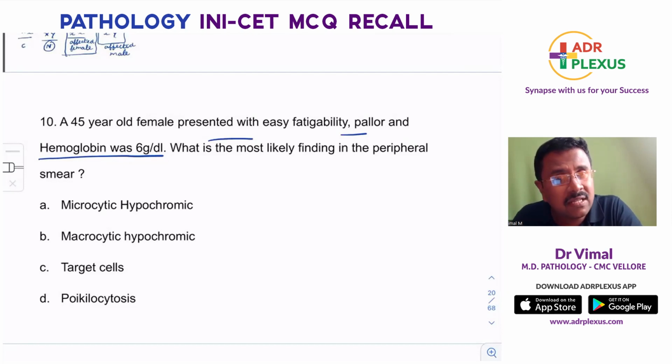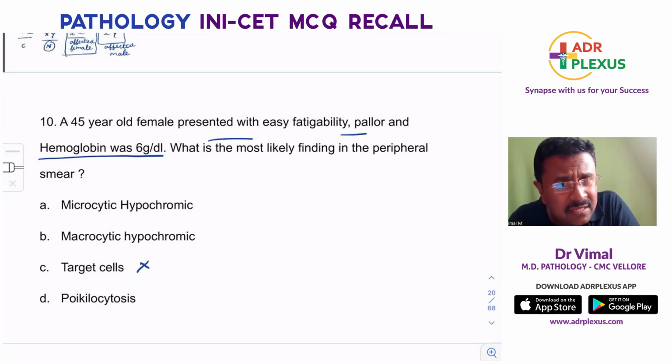The options are microcytic hypochromic, macrocytic hypochromic, target cells, and poikilocytosis. There is quite an overlap among these options, and in this question we have to choose the best among the four. Target cells is a non-specific finding. It can be seen even in iron deficiency anemia, thalassemia, and hemoglobinopathies also. So it is a non-specific finding.